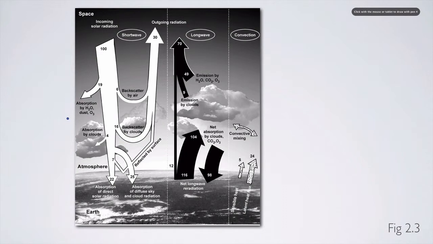So on average, about 30% of the incoming shortwave radiation is reflected back to space. And you can see it's reflected in a couple of different ways. The air itself can backscatter, can reflect some of that light. Clouds also are highly reflective, so some of that energy that comes in is reflected just back out into space just because it hits clouds, and some of that is reflected by the surface. And in total, 30% on average is reflected back out into space. And if it's reflected, it's going to be in relatively short wavelengths.